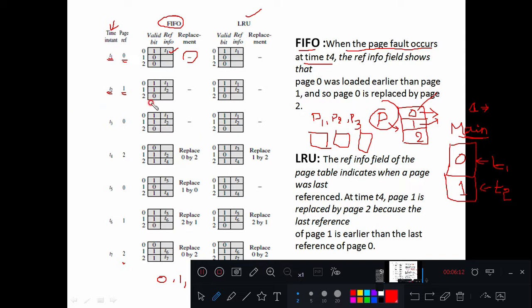Next, do I require any page replacement? No. When is page replacement required? When there is no space in the main memory, because I had space in the main memory equal to 2 memory locations.